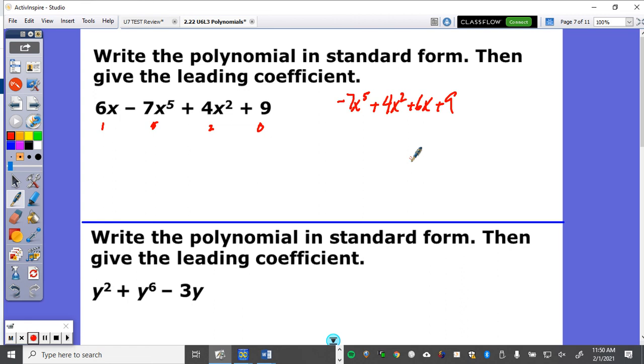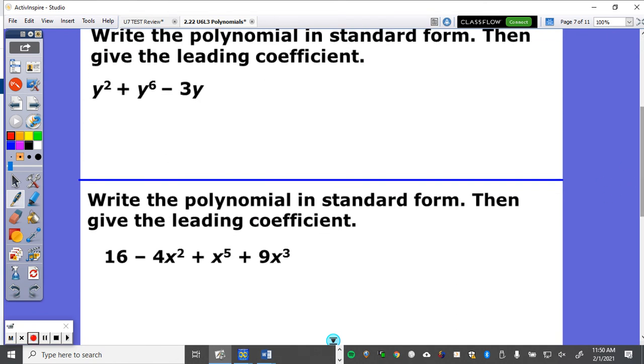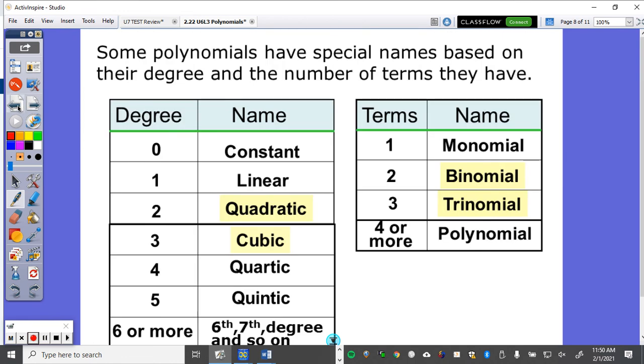And the leading coefficient is the number that is out here in front after it is in standard form. So the leading coefficient for this is negative 7. Is that clear? Everybody's good on that? It's a pretty easy section right here, not too difficult. Let's move on to here.